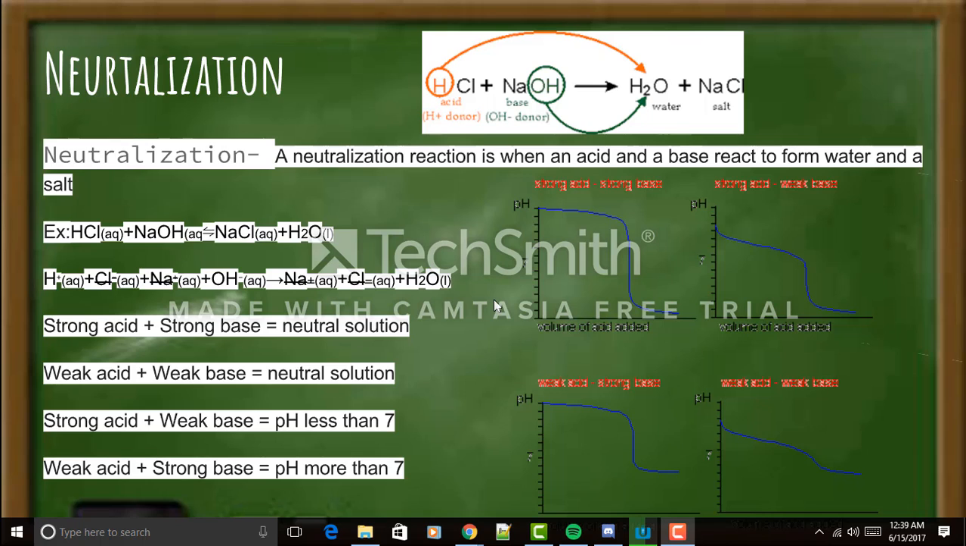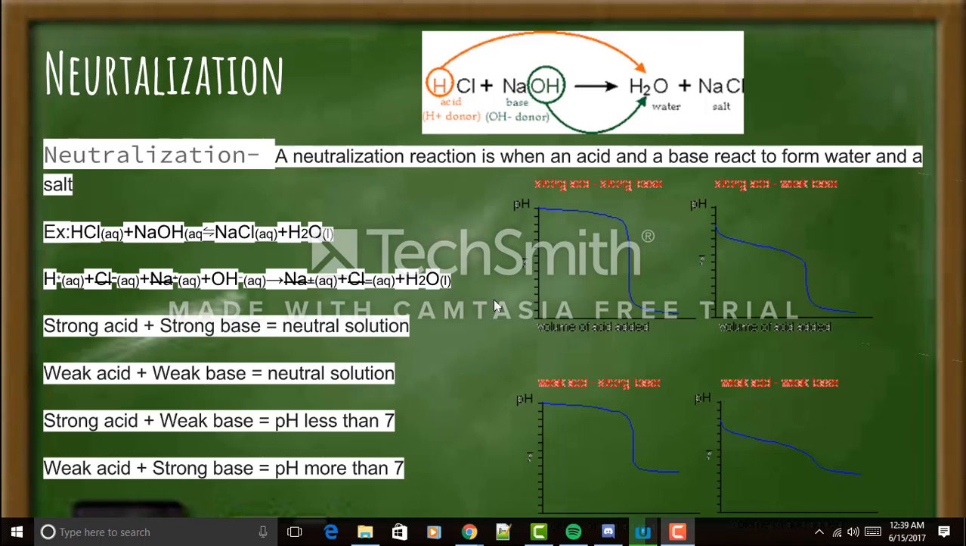When combining a strong acid and a strong base, or a weak acid and a weak base, the pH is neutral. If a strong acid is added to a weak base, the pH is less than 7. When a weak acid is added to a strong base, the pH is more than 7.